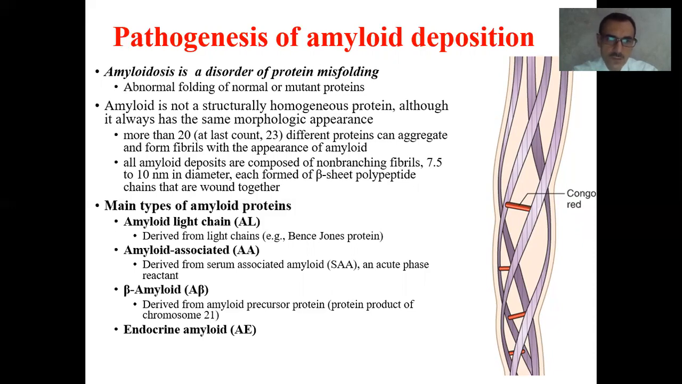Main types of amyloid proteins. Amyloid light chains, we call AL, derived from the light chains, for example, the Bence-Jones protein in myeloma diseases. The amyloid-associated protein, AA protein, derived from serum amyloid-associated protein, an acute phase reactant. Beta amyloid, derived from amyloid precursor protein, a protein product of chromosome 21, and endocrine amyloid.